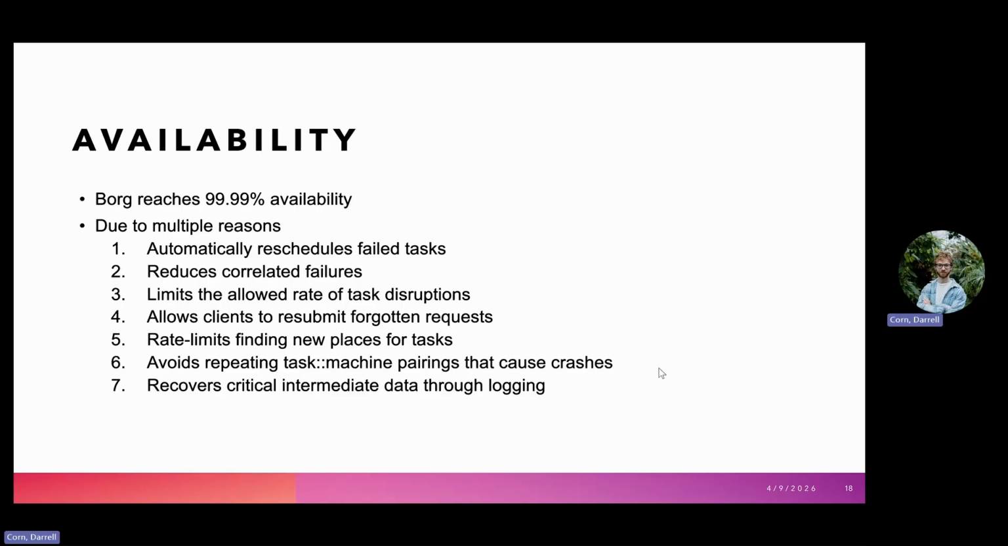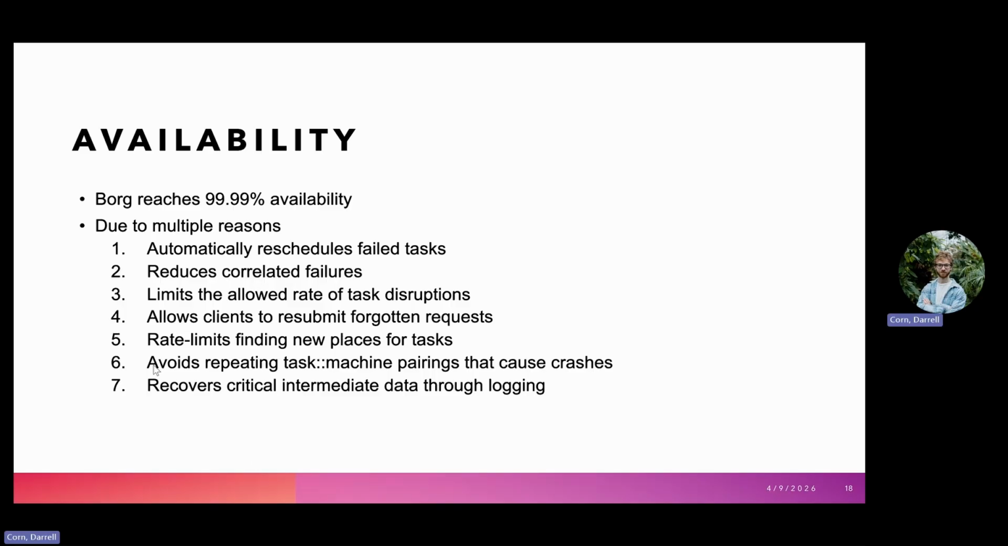One of the most notable aspects of Borg is its availability. Google claims the system reaches 99.99% availability, and this statistic is due to a multitude of reasons, more specifically the 7 that I have listed here. The first method they listed is that Borg systems automatically reschedule failed tasks. And the second is that developers tried to reduce correlated failures, and this is done by spreading job tasks over many machines or power domains so that one machine won't take down all the tasks for a particular job.